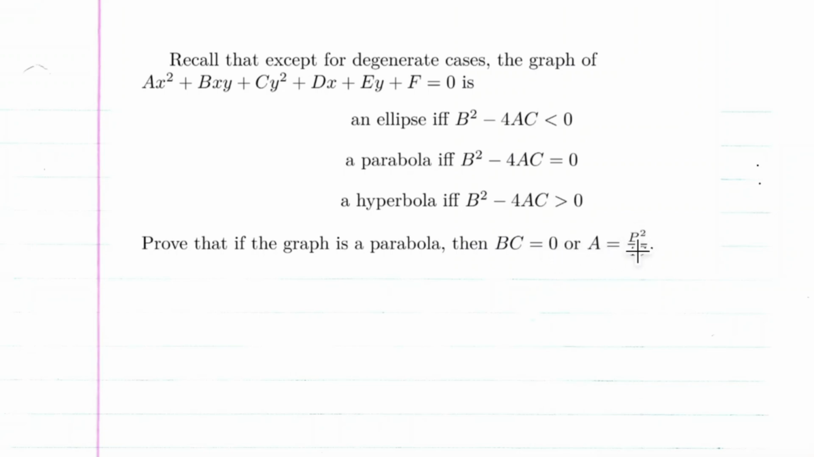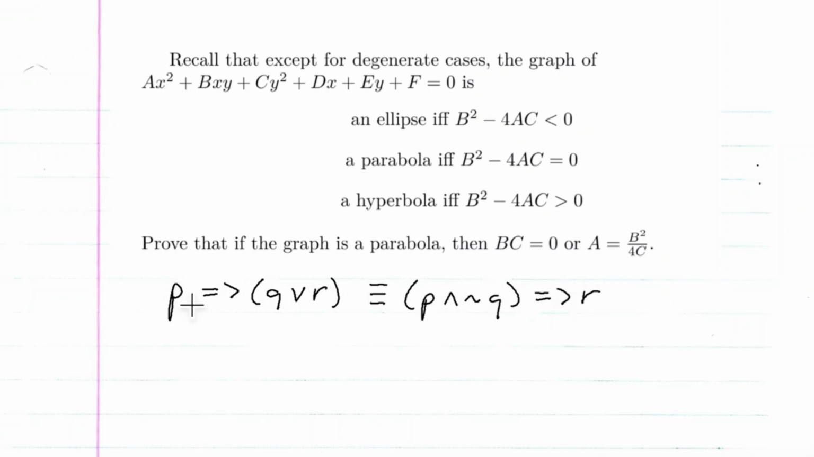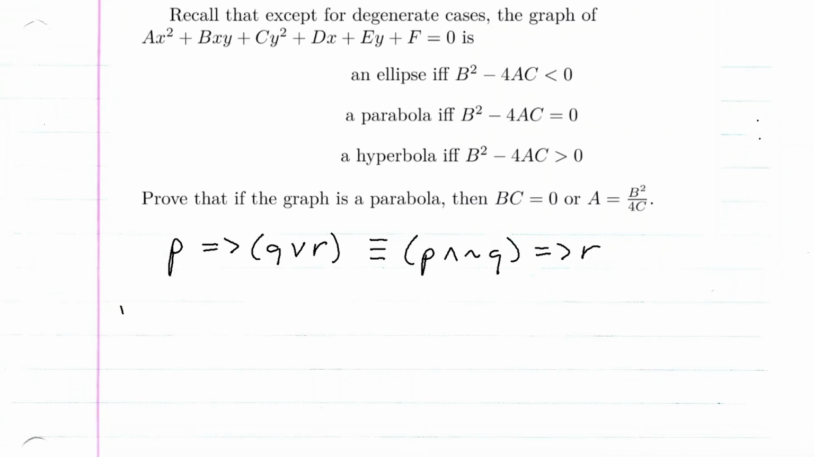Now, what we're going to do here for this proof, as you can see, this statement is of the form P implies Q or R. So we're actually going to use the logical equivalence that P and not Q implies R. Instead of trying to prove it in this form, we're going to prove it in this form because that's going to be a little easier on us. So let's go ahead and go down a little bit. Let's start our proof.